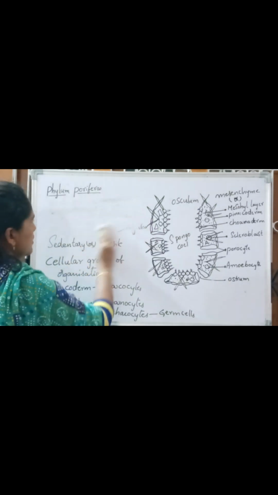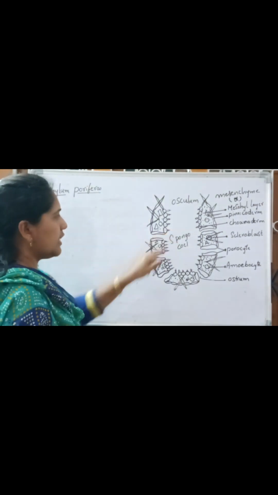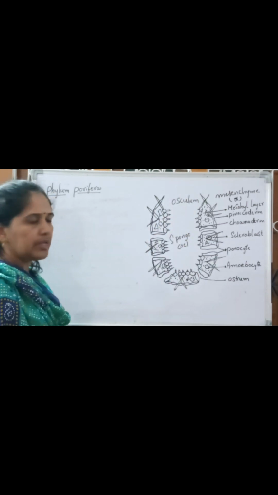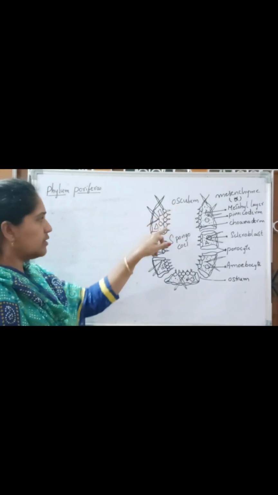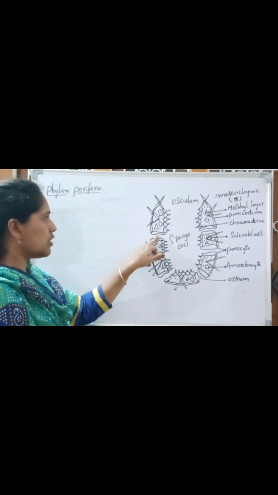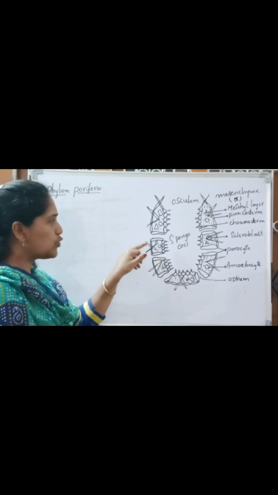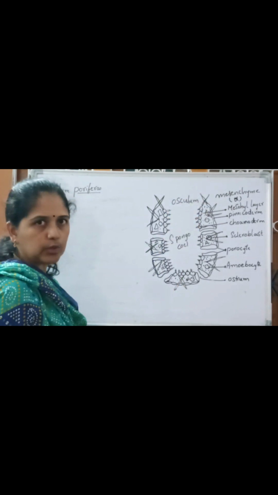Now the next characteristic of the phylum Porifera is the presence of pores throughout the body. You can see pores are present here. Through these pores the water enters, and the water comes outside through the large pore called the osculum. So these pores act like a mouth and the osculum acts like an anus. These pores are known as ostia or ostium, through which water enters, and through the osculum the water comes outside.